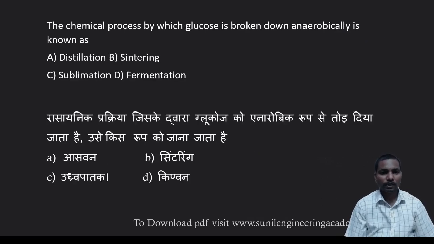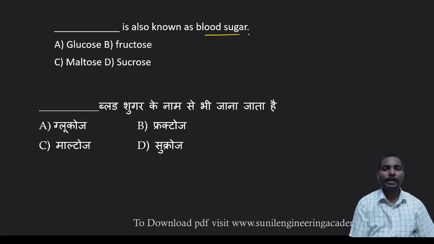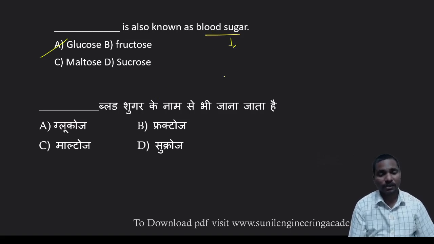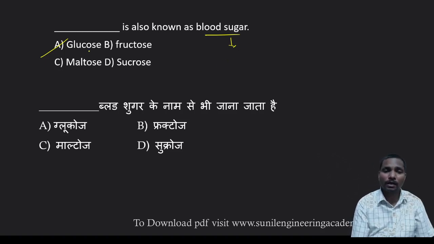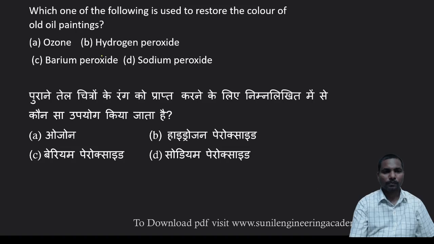And coming to the next one: the chemical process by which glucose is broken down anaerobically is also known as dash. That is nothing but fermentation. The fermentation process is nothing but glucose being broken down anaerobically. Dash is also known as blood sugar. Blood sugar is nothing but glucose. So persons suffering with diabetes check the glucose levels in the blood. Simply, we can call that blood sugar.